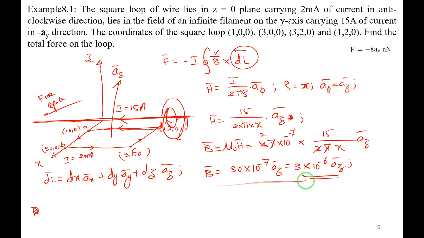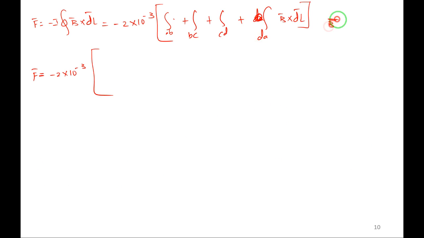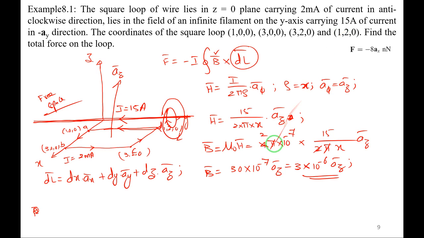Then what about this B vector? B vector is, let me rewrite it, 3 into 10 power minus 6 az. This is fixed. Then what is dl along AB? Along AB, dl is nothing but dx into ax. Is it fine? So I want B cross dl, right? So take the cross product, az cross ax.